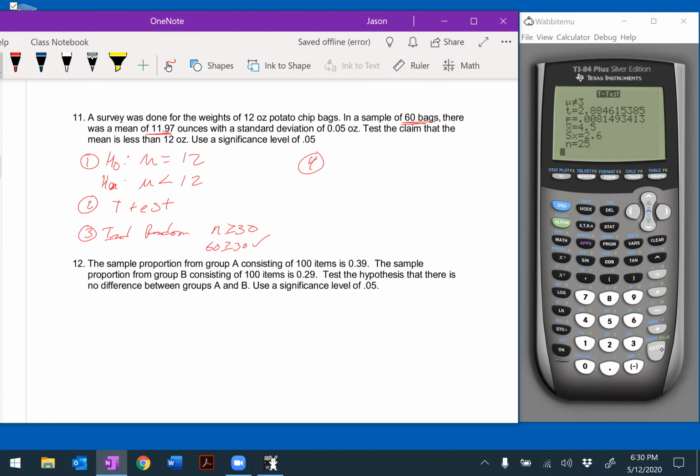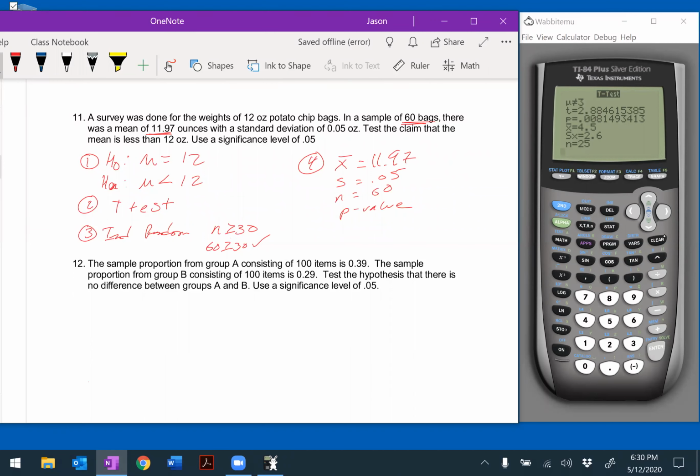Okay, number four, let's calculate the t-test. Let's say, what is x bar? X bar is equal to 11.97. What is s? S is equal to 0.05. What's n? N is equal to 60. Okay, and so what's the p-value?